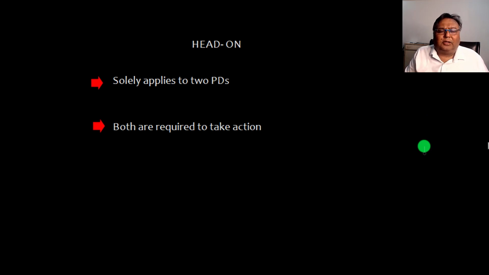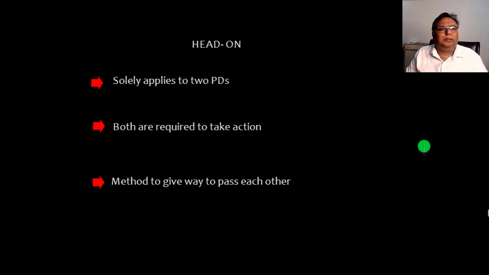And here actually both the vessels are required to take action. So both the vessels are give-way vessels. Basically this head-on rule describes the method of how to pass each other.